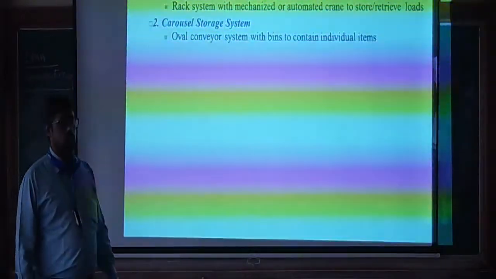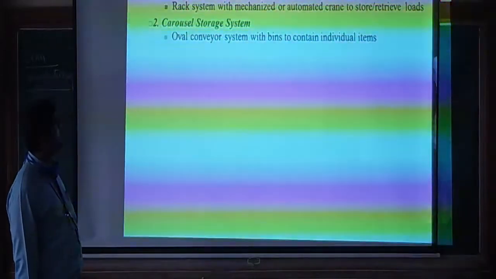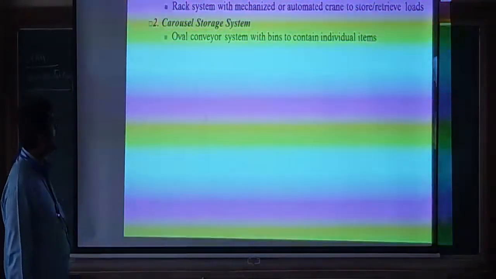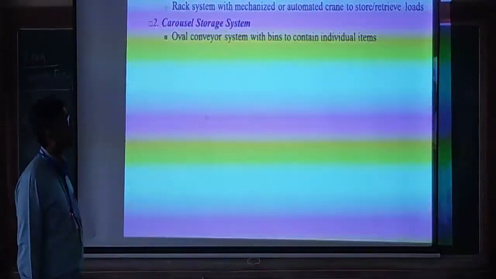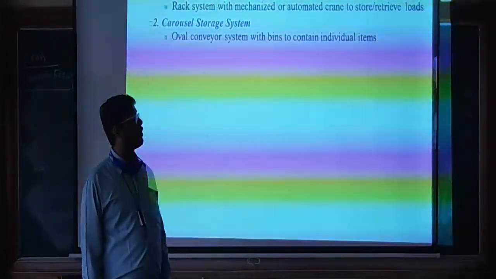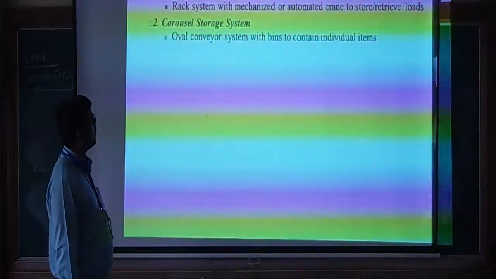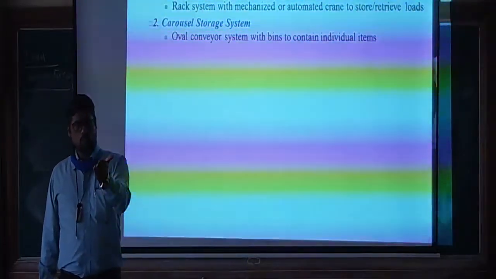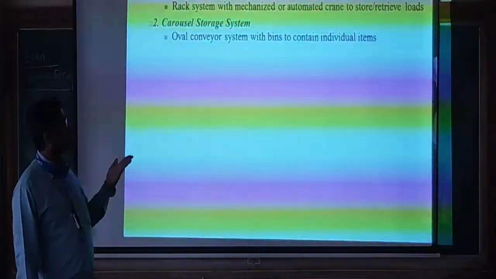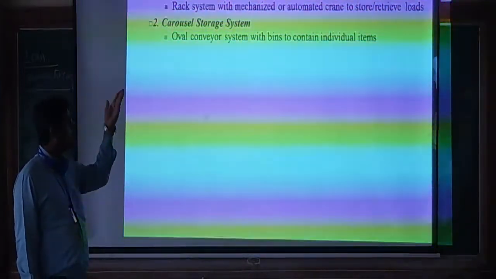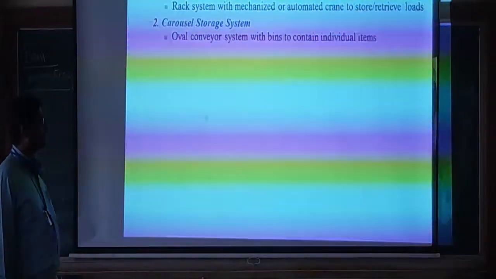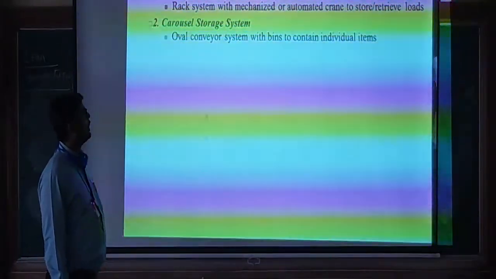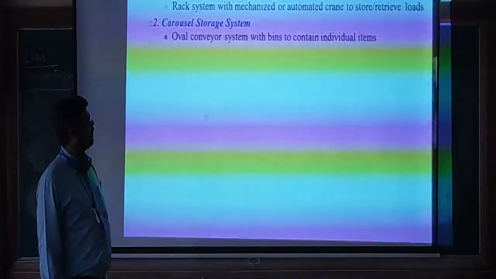So here the next topic is the types of automated storage systems. The first one is the automated storage and retrieval system, ASRS, as I have explained: a rack system with a mechanized or automated crane to store and retrieve the loads. One important thing here is the crane. To load the component, unload it, or to store or retrieve the component, we require the crane here.